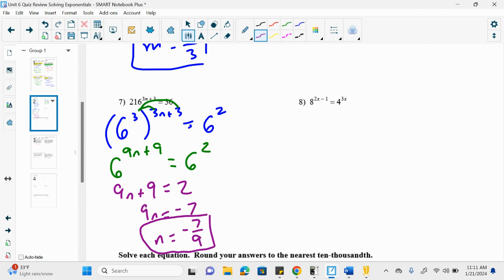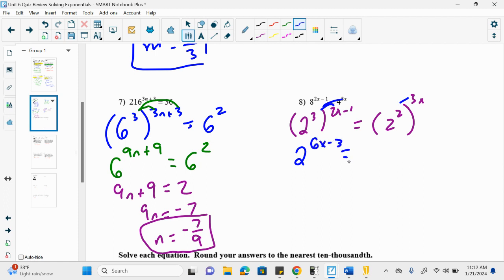Same idea in 8. We'd love to just rewrite the 8 as a power of 4, but 4 squared is not 8, right? That's not something that can be done easily. So why don't we rewrite each of these down to a base of 2? Okay, because 8 is 2 to the third power raised to the 2x minus 1 power. And 4 is 2 squared raised to the 3x power. Distribute. So now we'd have 2 to the 6x minus 3 power equals 2 to the 6x power.